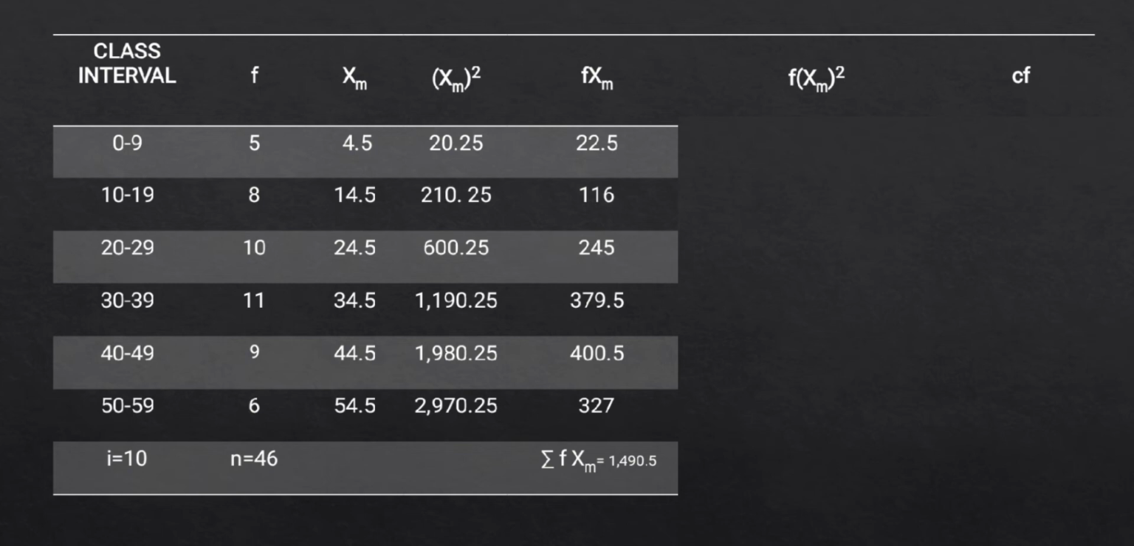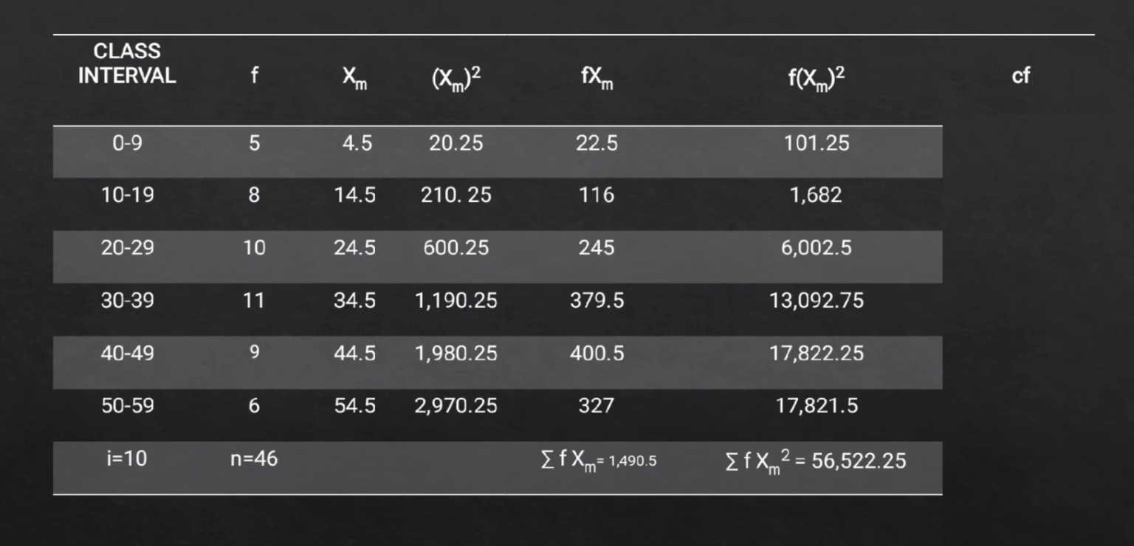This time, we need to multiply the frequency with the square of the class mark. 5 times 20.25 is 101.25. 8 times 210.25 is 1682. Keep multiplying the numbers in the second and fourth columns and you should get these numbers. Afterward, get the sum of all these numbers and you should have a total of 56,522.25. For the seventh and final column, we would have to find the cumulative frequency.